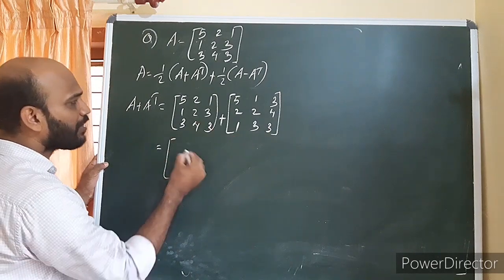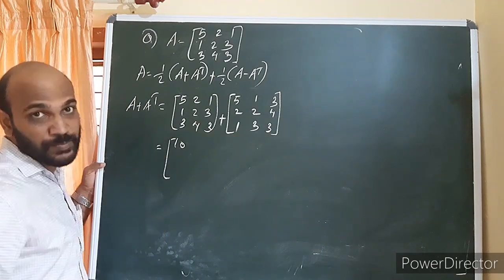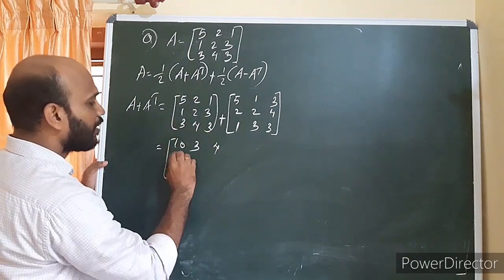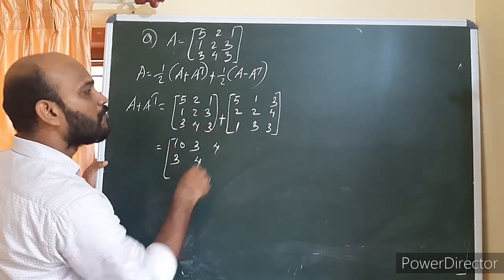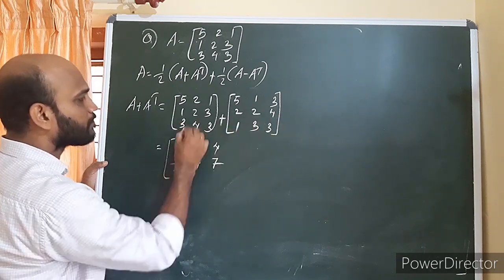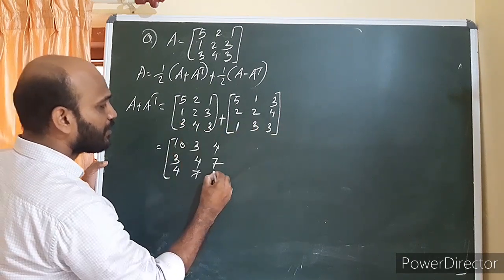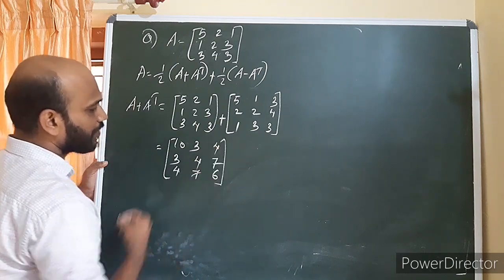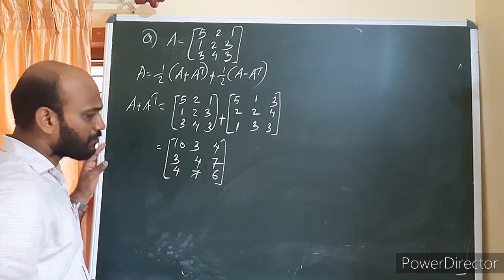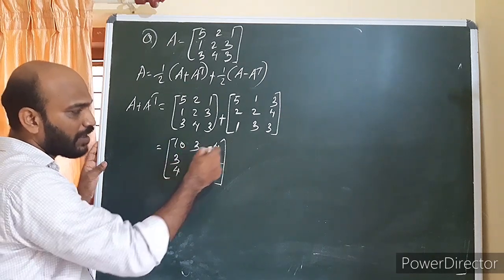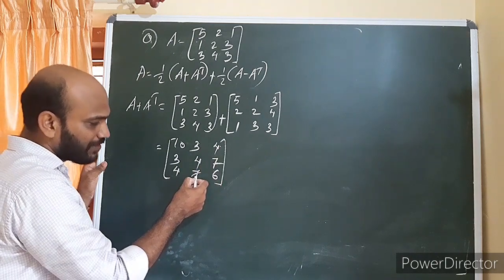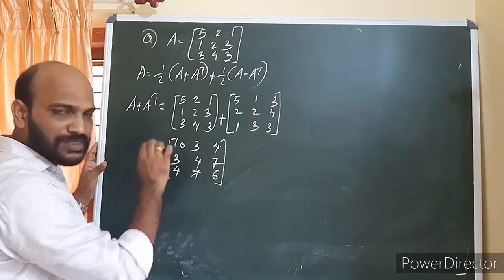So when we add, we will get 10. You have to add corresponding elements. 3, 4, then 3, 4, 7 you will get, then 4, 7, 6 will be. Is it a symmetric matrix? It is symmetric because A12 equal to A21, A13 equal to A31, A23 equal to A32. Diagonal elements can be any.